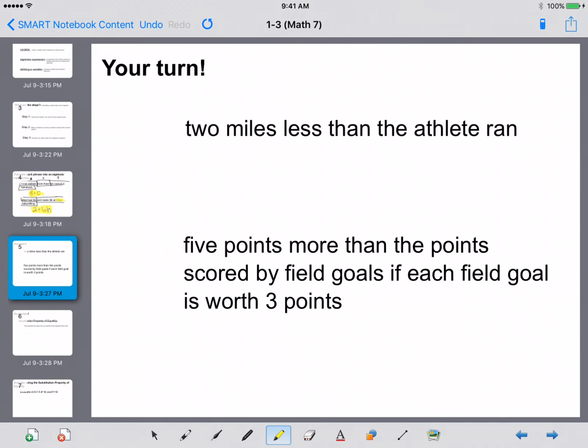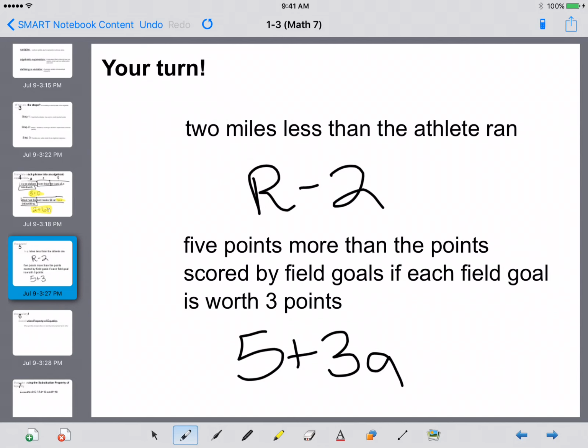Now I want you to pause and try and check and see how well you do compared to the answer. And as always, raise your hand and I can come help you if need be. So 2 miles less than the athlete ran. So we're going to go with R, he ran 2 less. And 5 points more than the field goals were 3 points. And I just picked random variables.